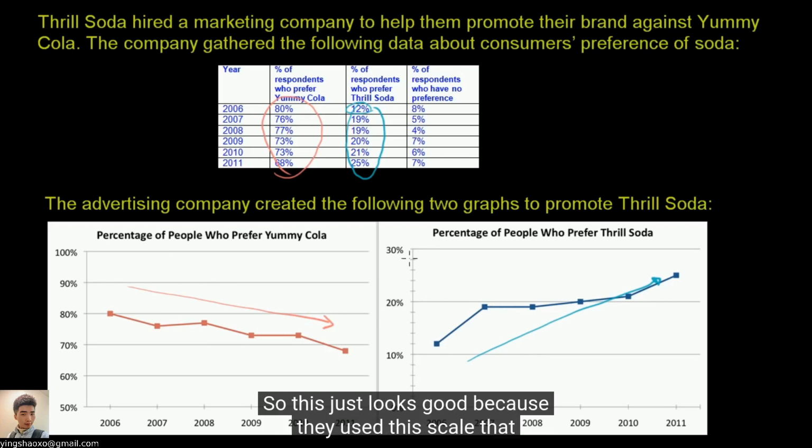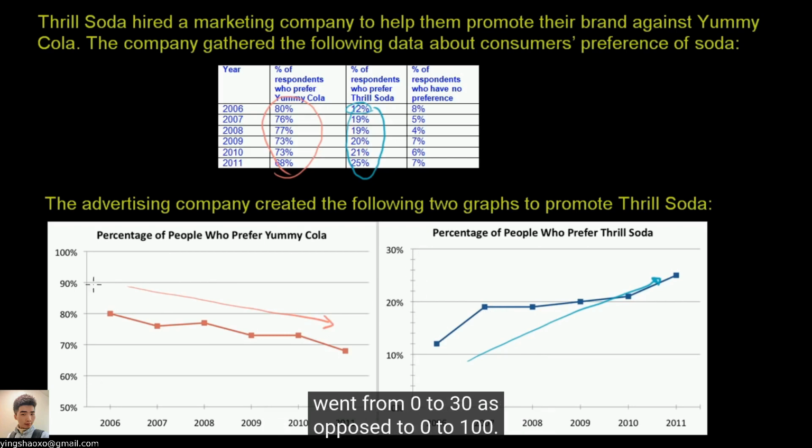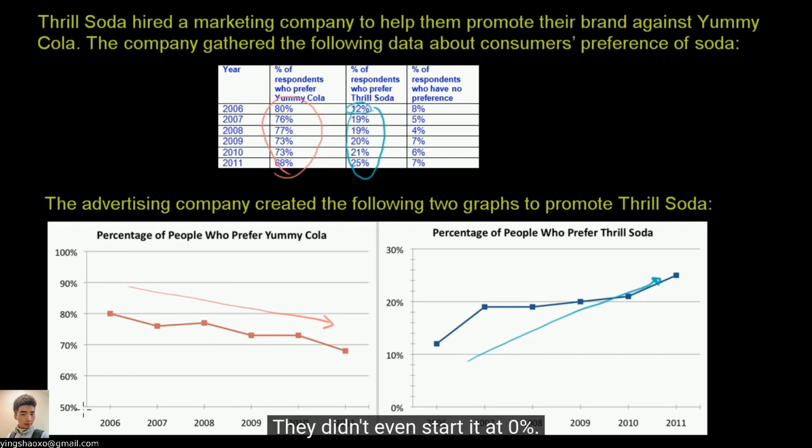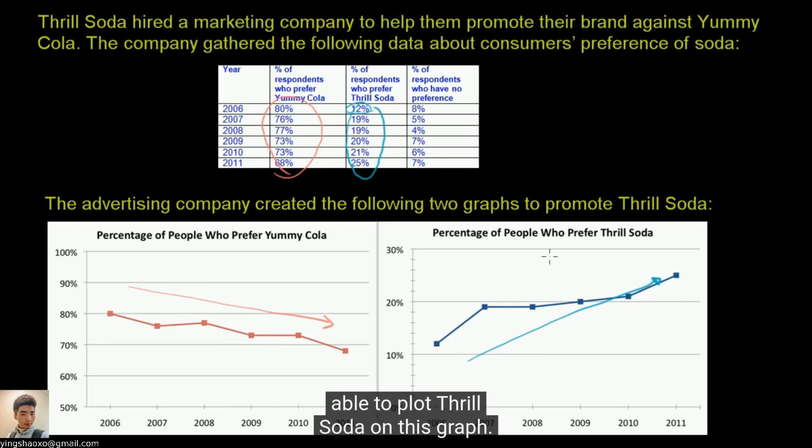So this just looks good because they used a scale that went from 0 to 30 for Thrill and a different one for Yummy. The more genuine, the more honest thing to do would have been to plot them on the same graph. Although if they did that, that wouldn't have painted a very good picture for Thrill Soda. So if we plotted it on the same graph, Thrill Soda, let's try that out. In 2006, 12, and actually this is even worse. You wouldn't even be able to plot Thrill Soda on this graph because they started this graph right over here. They didn't even start it at 0%. So you actually would not even be able to plot Thrill Soda on this graph.